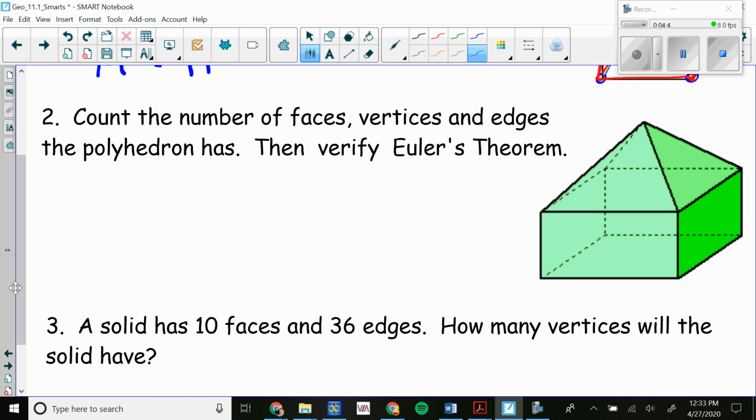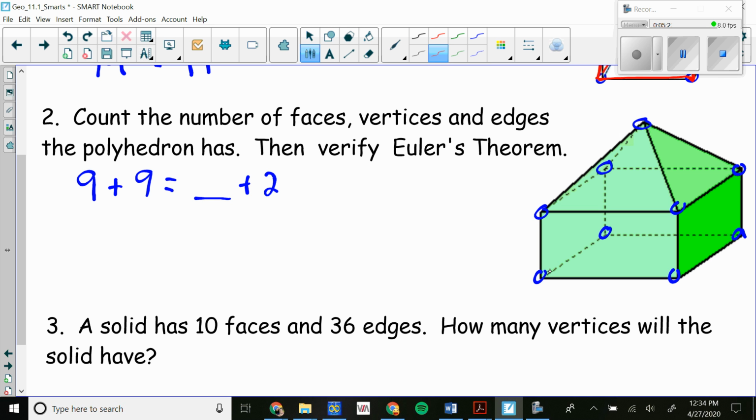Number 2, count the number of faces, vertices, and edges, and then verify Euler's theorem again. This one, the number of faces, is a little bit trickier to see. I'm going to do this top part. We have 1, 2, 3, 4 faces. Then on the bottom, 5, 6, 7, 8. And then the base on the bottom would be 9. So it'd be 9 faces plus the number of vertices. We have 1, 2, 3, 4, 5, 6, 7, 8, 9. 9 vertices, and that should equal the number of edges plus 2.